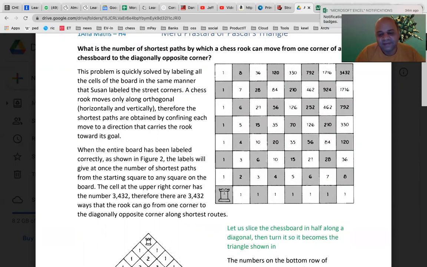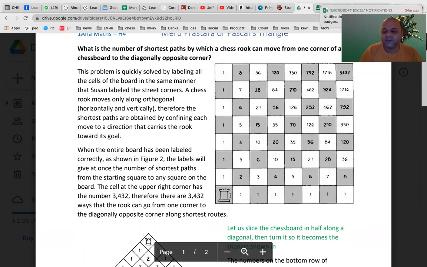But is there a formula to find the actual shortest path to reach a square with the number of moves? Yeah, it is this only. For the rook, it is this only. You construct the Pascal's triangle, then that is what will give you the answer. See?